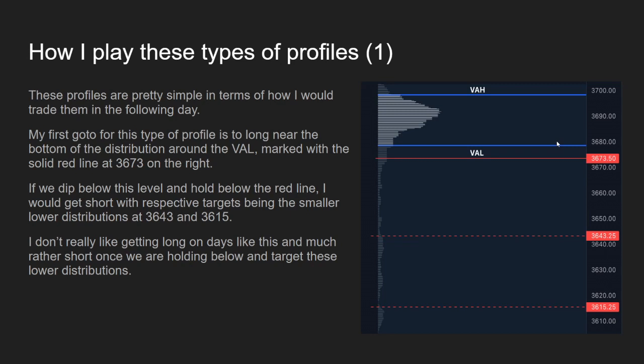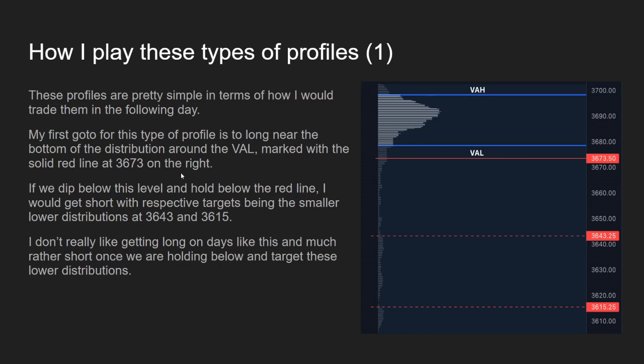This is just one play I would take. Risk would be around 3 to 5 points depending on the volatility on the day. I don't really like this setup as much as other setups that I will discuss in this video, largely because the expectancy that I get isn't as high and has quite a high rate of failure.